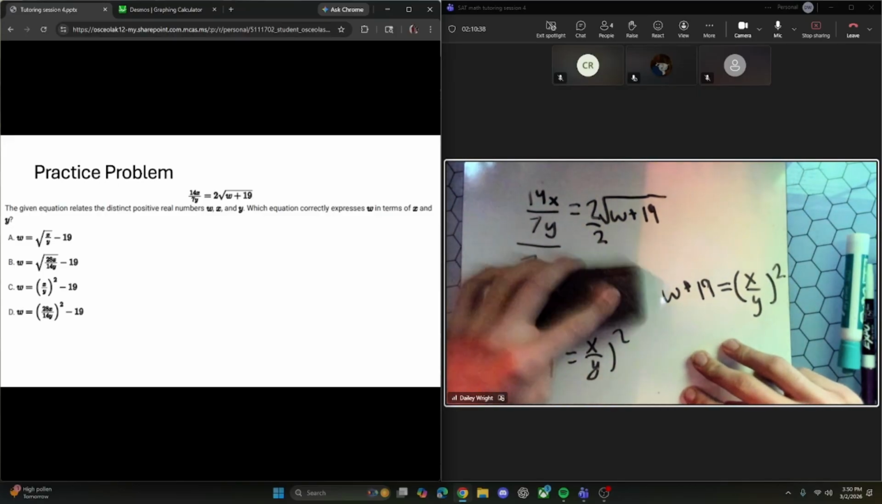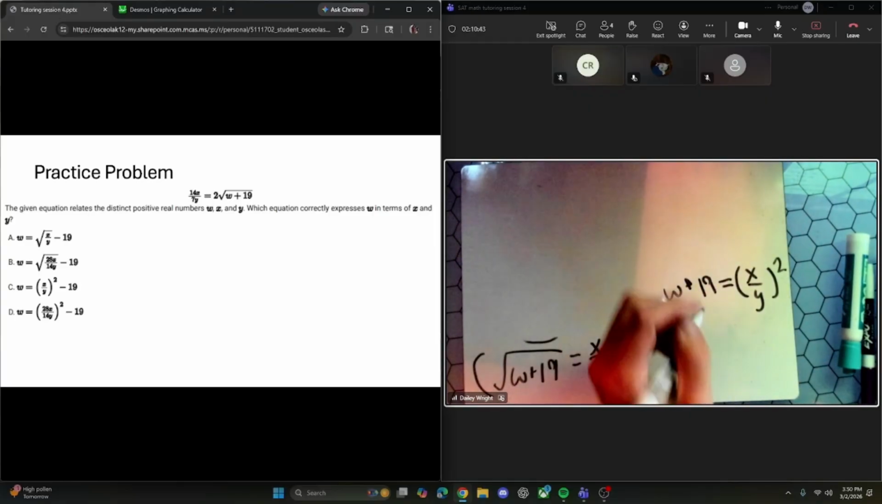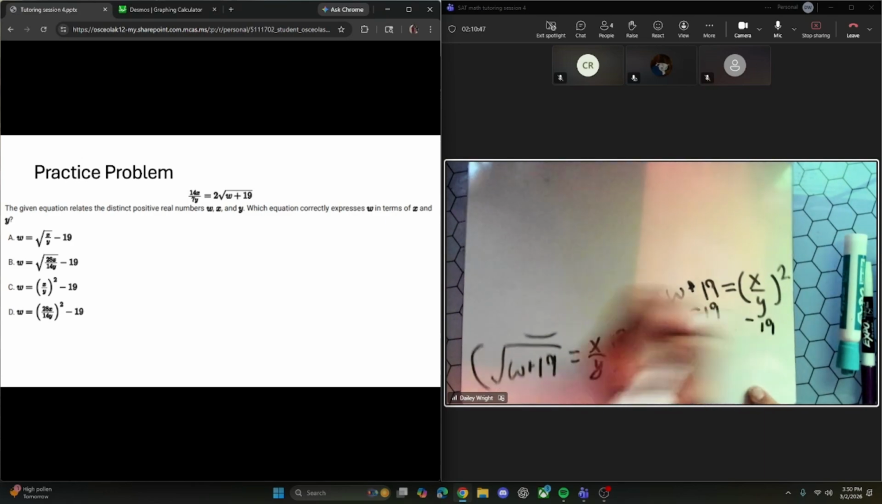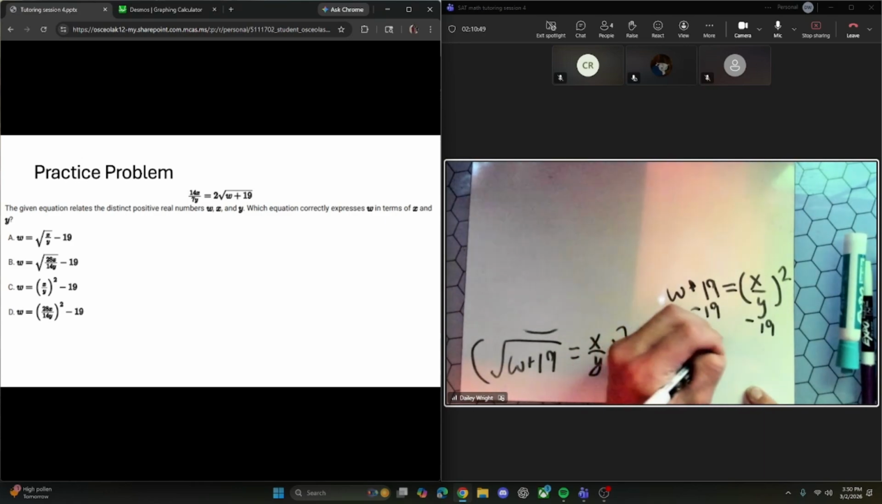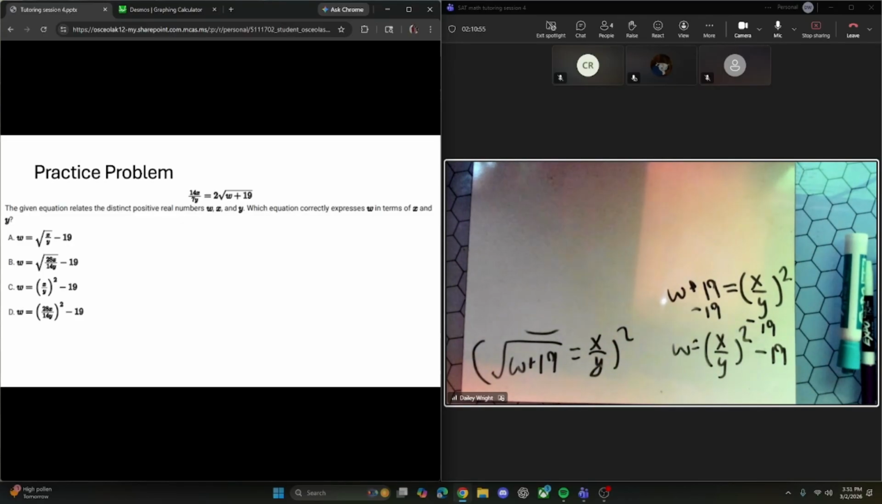I'm going to go ahead and erase this stuff so I have more space. Now we want to subtract 19 over. W equals x over y squared minus 19. Well, I got w by itself, so let's see if we can find any answer choices that look the same. W equals root x over y minus 19.